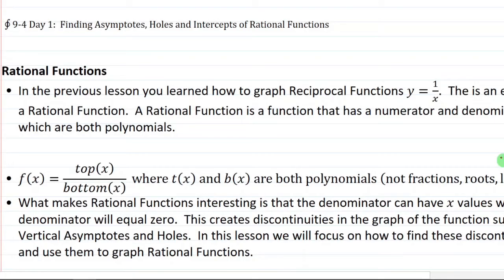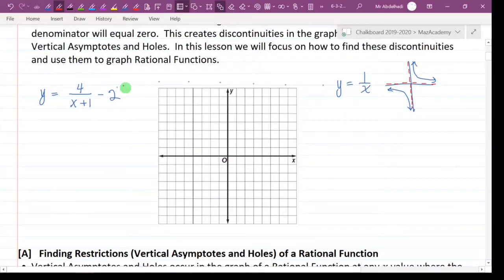Okay, welcome back. Today we're going to be starting up graphing rational functions. So we already have graphed a simple rational function, which is this one right here, the reciprocal function, y equals 1 over x. Now this function I have over here, this example here, you can see it's the same function, but it's got a shift of down 2 and a shift of 1 to the left.